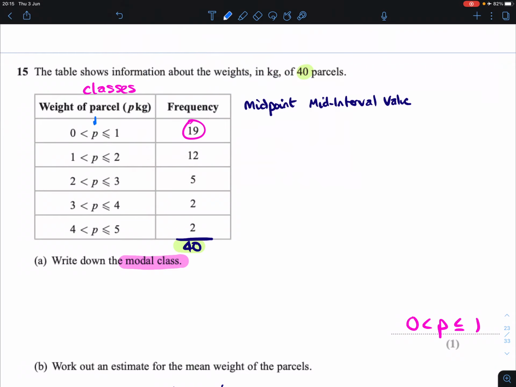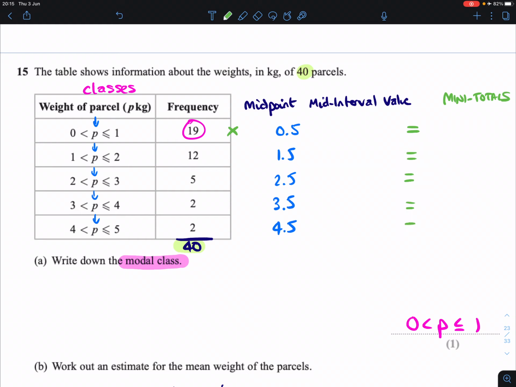So the middle of 0 and 1, 1 and 2, 2 and 3, so on and so forth. These values are as follows: 0.5, 1.5, 2.5, 3.5, and 4.5 are the mid values. Now, because we have 19 of these 0.5s, or 19 numbers that are in this group, but we're using them as 0.5s, if we multiply these together, we get what I like to call the mini totals. So it's the total of all the parcels in the first group or class, and then we find the total of them in the second, the third, so on and so forth.